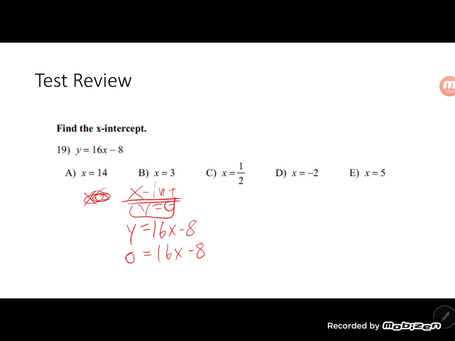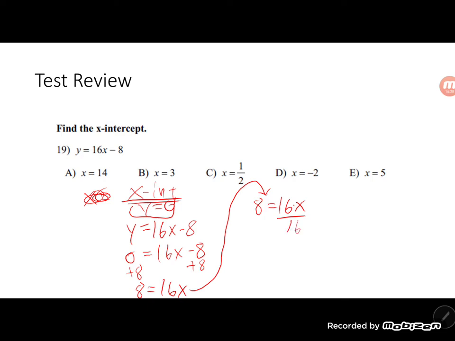And now notice I have x left to solve for. This is good because I'm looking for my x-intercept, so it should make sense that I'm solving for x. So I'll add 8 to both sides, and that'll give me 8 equals 16x. Bringing this up over here, I have 8 is equal to 16x. So I see that 16 is multiplying x. Well, how do I get rid of something that multiplies? I'm going to go ahead and divide it.